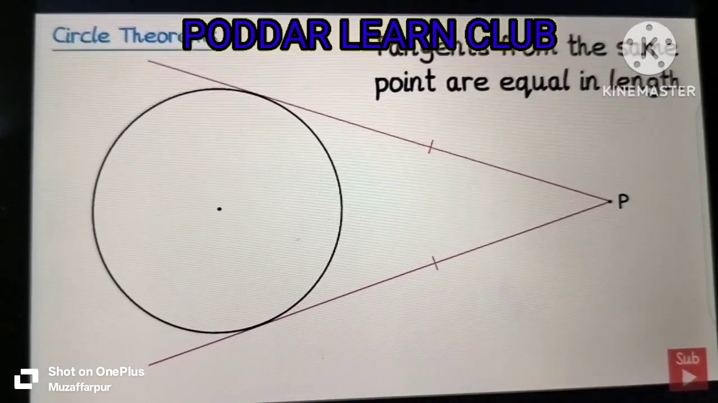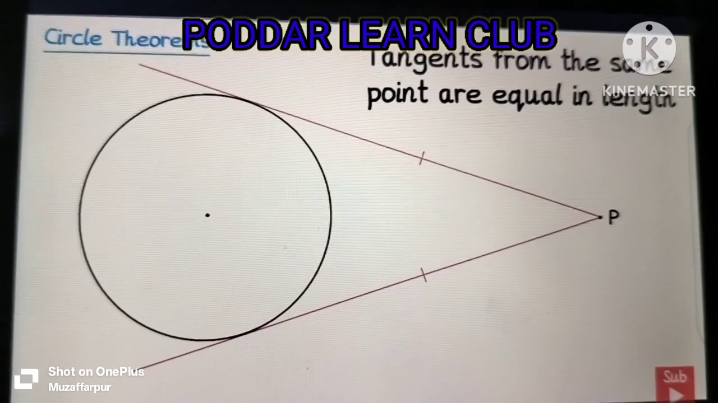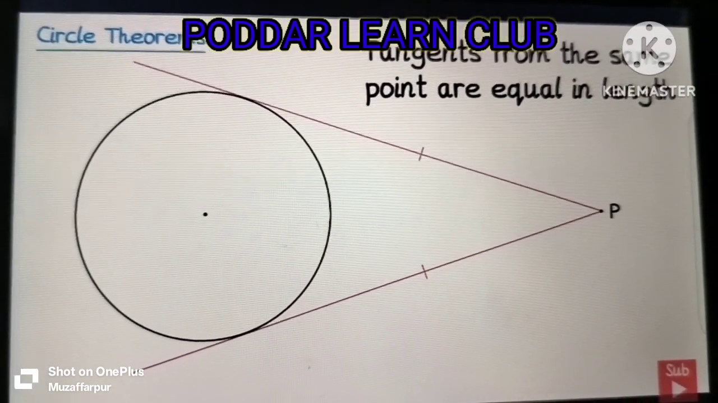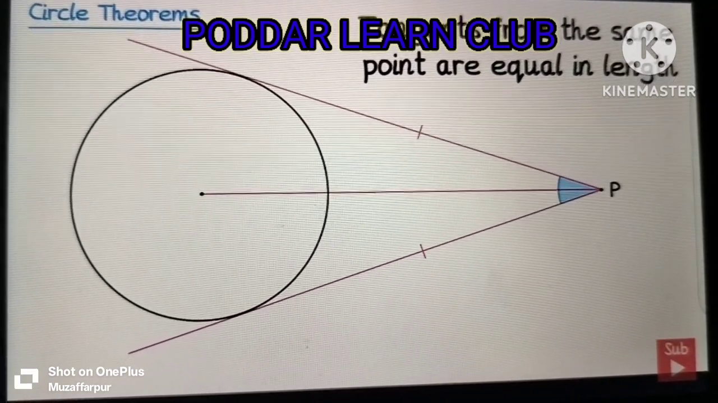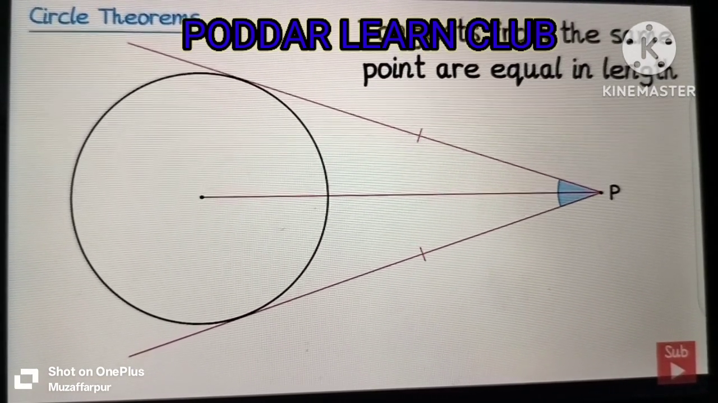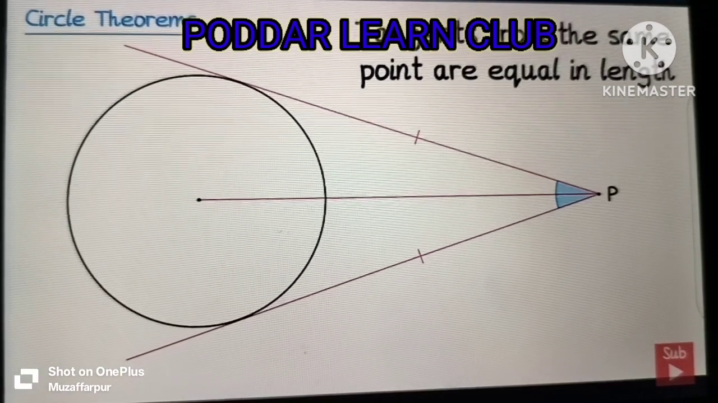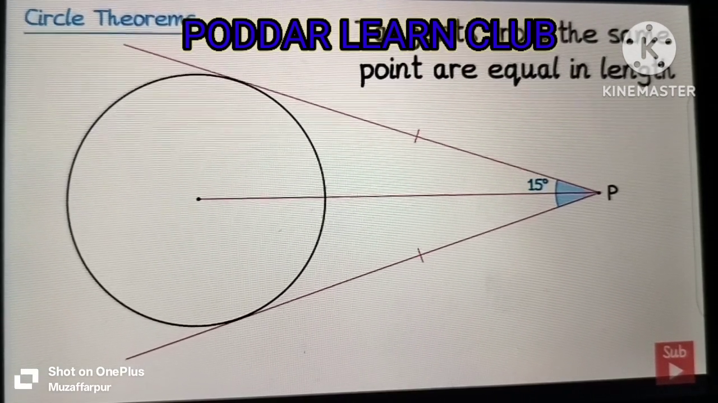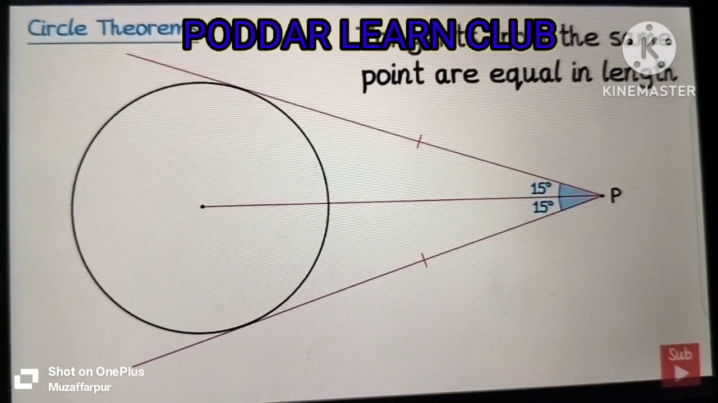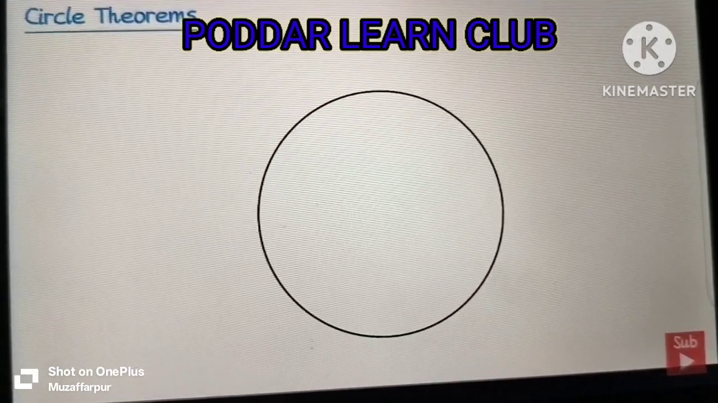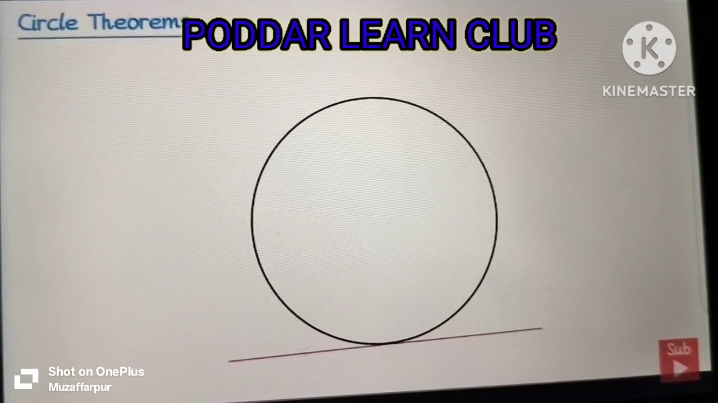So if you join the point P to the center of the circle, suppose this angle is at P, then this line divides the angle into two equal parts. Suppose this angle is 30 degrees, then each part will be 15 and 15. So this is very important to understand. These are the basic things to understand.